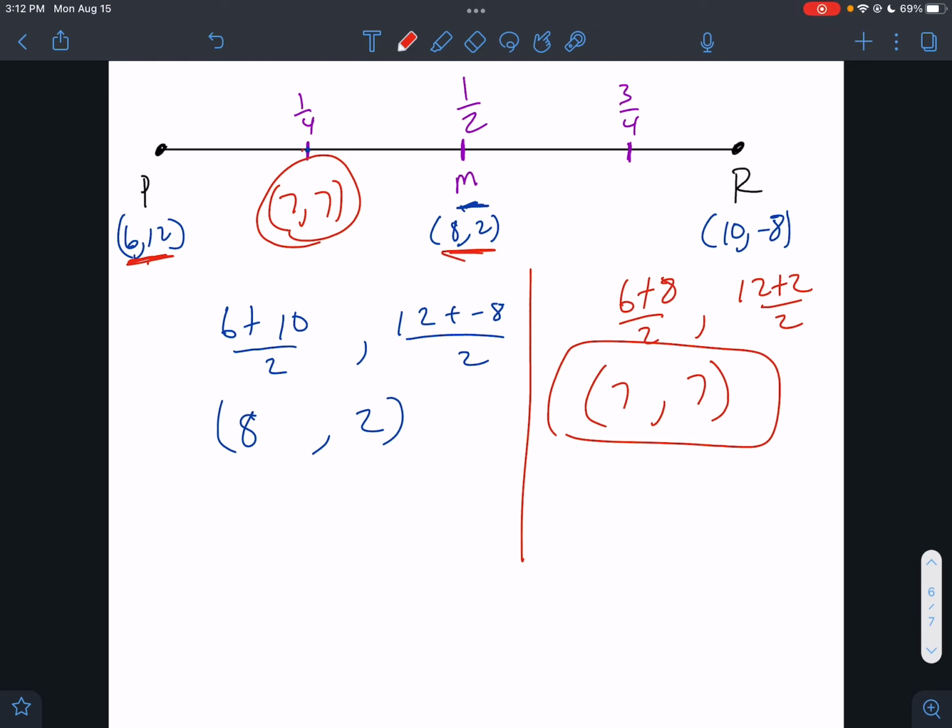If I had asked you for a location 3/4 of the way, you would do the exact same thing. You would get the midpoint and then get the midpoint of M and R. If it was 3/4 of the way, that means it's farther than halfway, and it's going to be that midpoint of M and R.